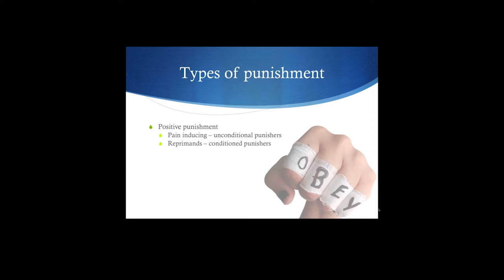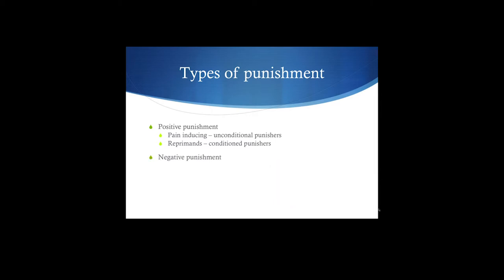When a parent says no, and the child then immediately touches the hot stove, they learn right quickly that the word no is something bad, right? So again, a verbal reprimand or a visual reprimand is a conditioned punisher. It's not something you automatically respond to. You have to learn to respond to that one.